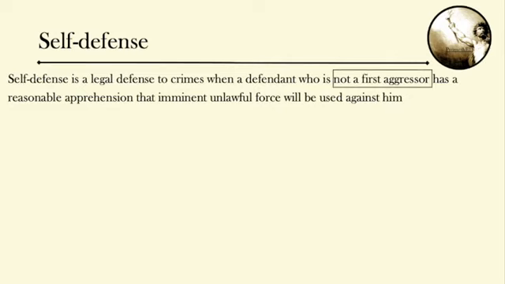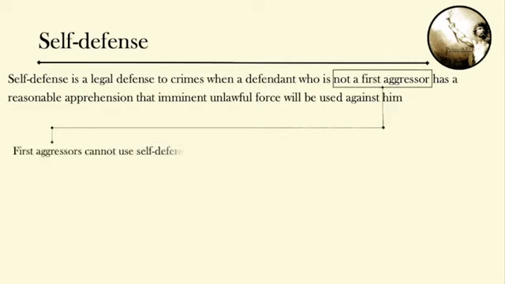First, what is a first aggressor? So a first aggressor cannot use self-defense. There are a few exceptions to this general rule. The first exception is that if there is effective withdrawal, such as a withdrawal that is communicated to the other party, then the first aggressor can use self-defense. Another exception is when there is a sudden escalation, such as in the situation where the first aggressor uses non-deadly force and there is a sudden escalation to deadly force.